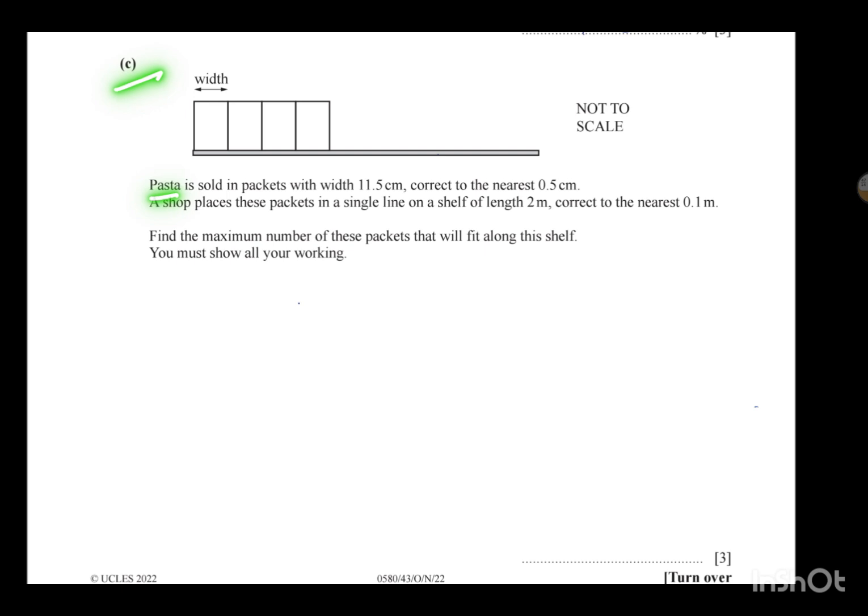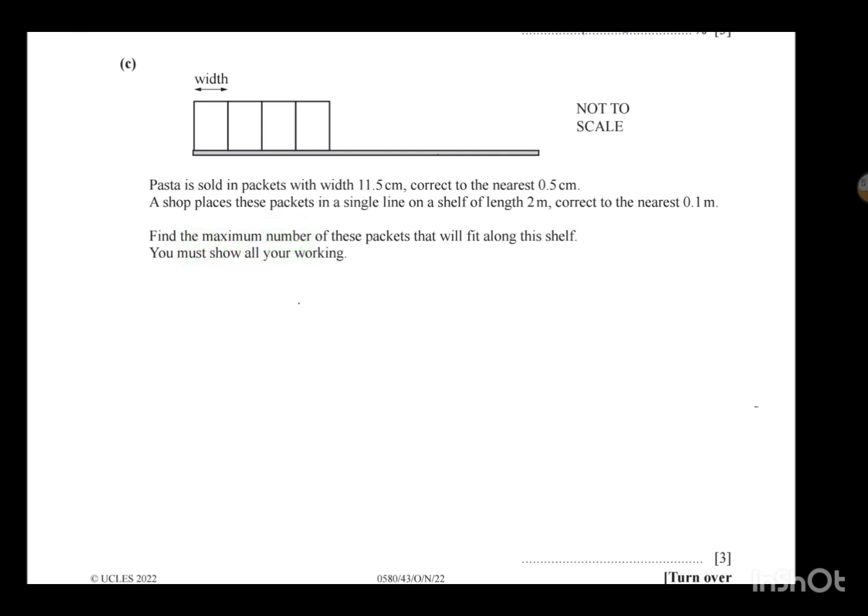Pasta is sold in packets with width 11.5 centimeters, correct to the nearest 0.5 centimeter. A shop places these packets in a single line on a shelf of length 2 meter, correct to the nearest 0.1 meter. Find the maximum number of these packets that will fit along this shelf. You must show all your working. Now they are asking us the maximum number of packets that will be accommodated in the shelf, and they have given us the bounds here, correct to the nearest. So that means we need to find the upper bound of the number of packets.